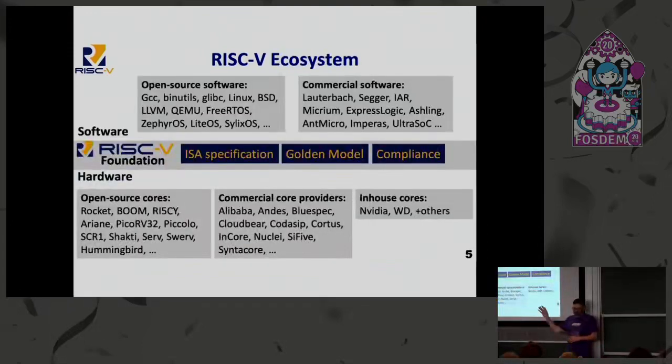The ecosystem is probably the most important thing, the software ecosystem. It's fine to have an instruction set, but it's not that valuable if you don't have support in compilers and tools and operating systems. So there's support in GCC, LLVM, the Linux kernel, FreeRTOS, now Zephyr. So pretty much everything that you need to have a system that you can develop, build, and put into production.